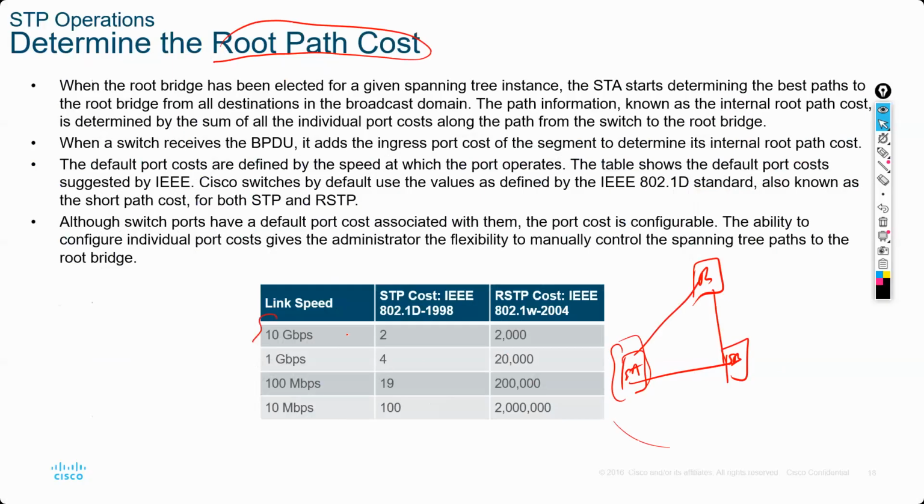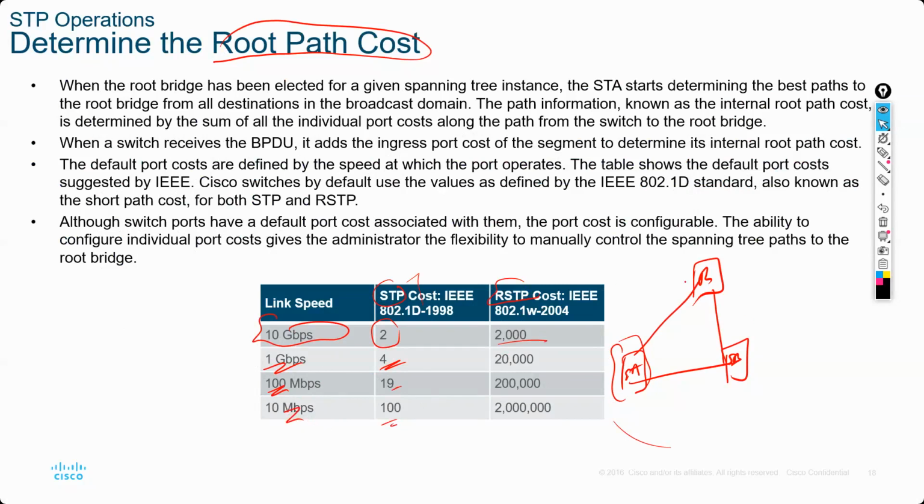Any link of 10 gig has a cost of 2 under spanning tree. There's another one called rapid spanning tree, we're coming to that later, which is 2000. But let's stay with spanning tree first. If your link cumulatively is 1 gig, the cost is 4. If the cumulative speed is 100 Mbps, the cost is 19. If the cumulative speed is 10 Mbps, the cost is 100.